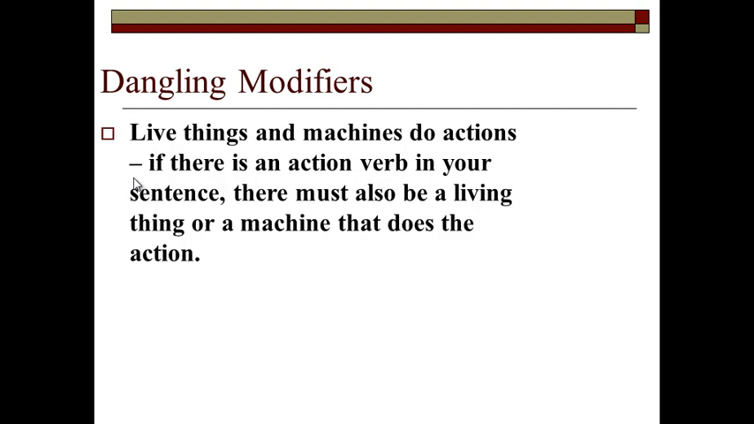Okay, living things and machines do actions. If there is an action verb in your sentence, there must also be a living thing or a machine that does the action. Sometimes you will read that there is an action happening, and at the same time you will wonder who's doing that action. Then you will know that this is a dangling modifier. The action will go to something else that's not doing it.